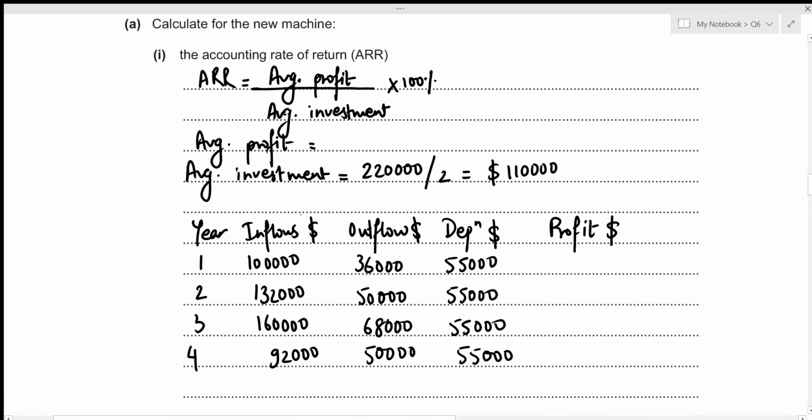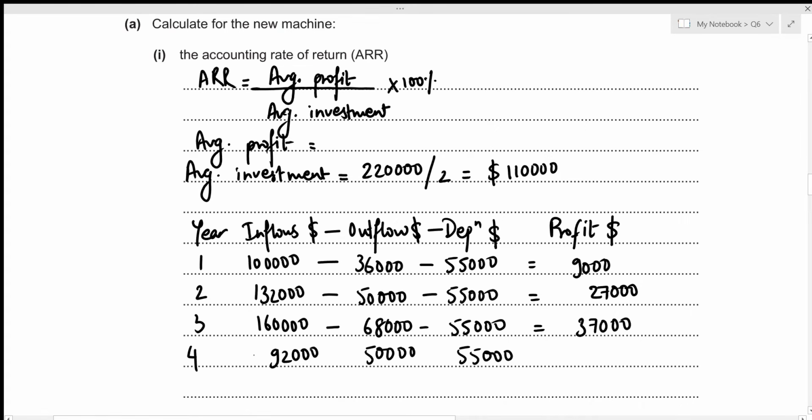And the profit is just going to be the inflows minus outflows minus depreciation. So for the first year, that's going to be 100,000 minus 36,000 minus 55,000, which results in the profit for the first year to be 9,000. Similarly, for second year, that's going to be 132,000 minus 50,000 minus 55,000, which results in the profit for second year to be 27,000. Now for the third year, that's 160,000 minus 68,000 minus 55,000, which results in the profit for third year to be 37,000.